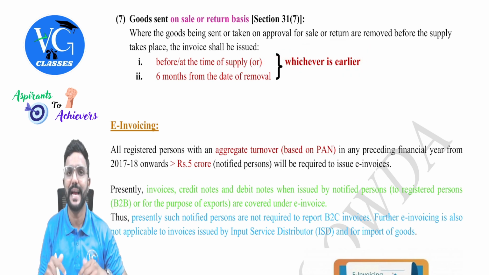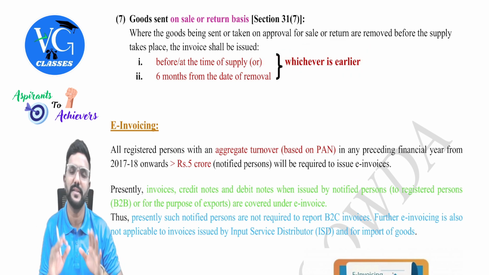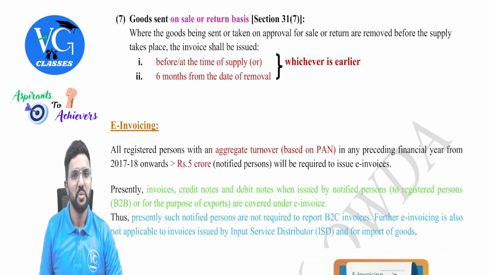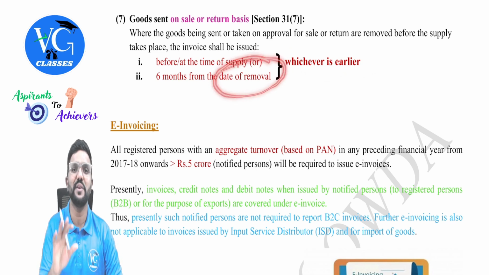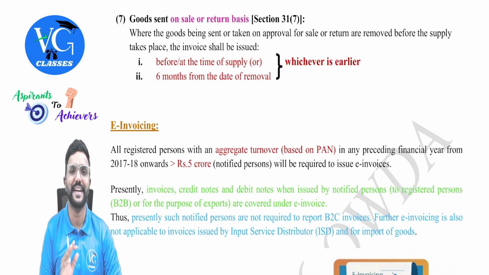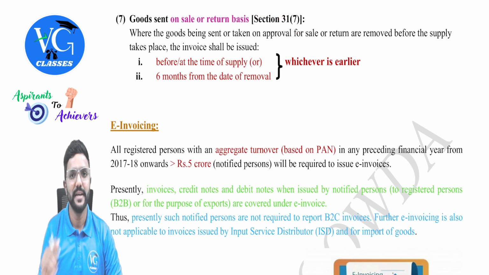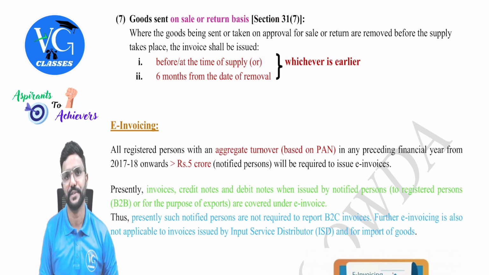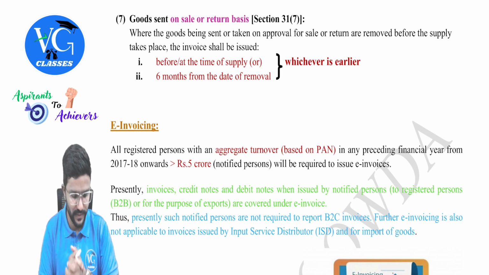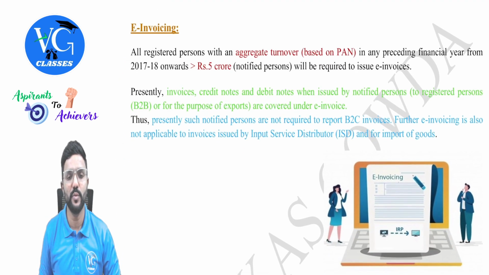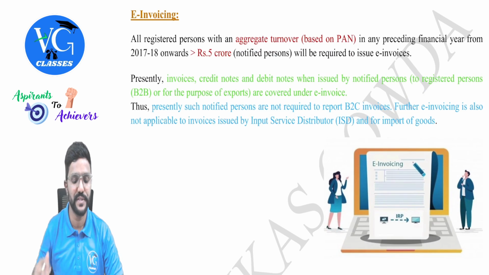So if goods are already accepted by the recipient within 6 months, then on or before that date. No, sir, at the end of 6 months also, it is neither accepted nor returned back. Then for subsection 7 purpose, we treat it as supply and the supplier has to issue an invoice, guys. Got it? Yes.